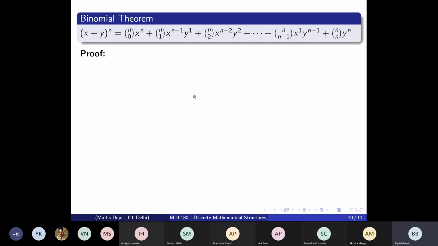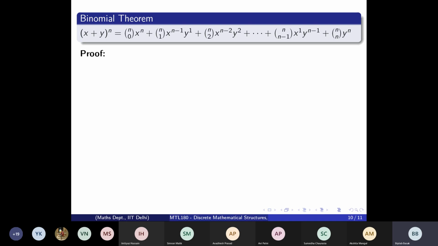The last one is the binomial theorem. Again, by using induction, you can prove it. This proof is again very simple, just counting arguments. Have you seen the proof of this binomial theorem by using induction? Have you seen this before?